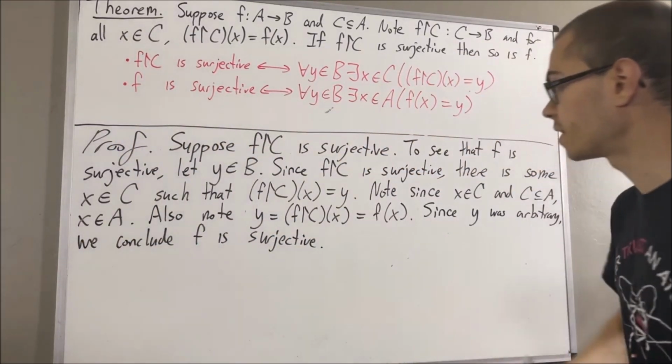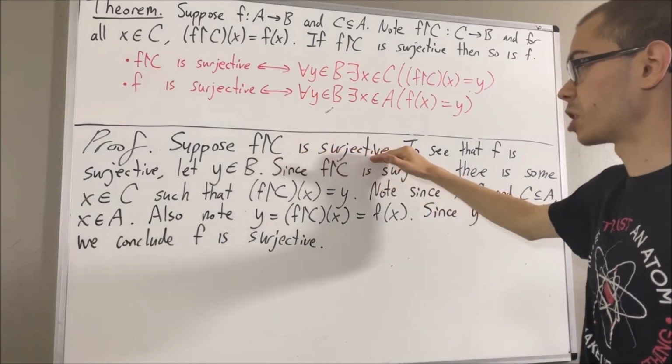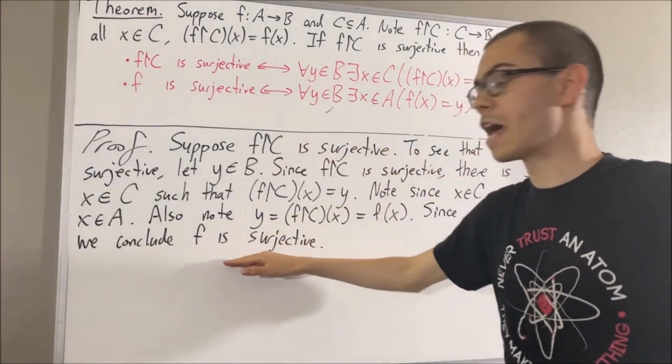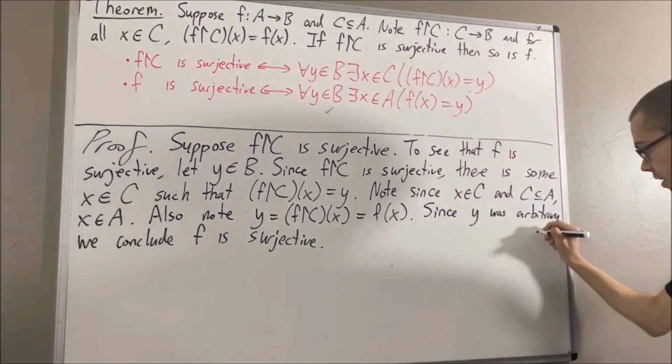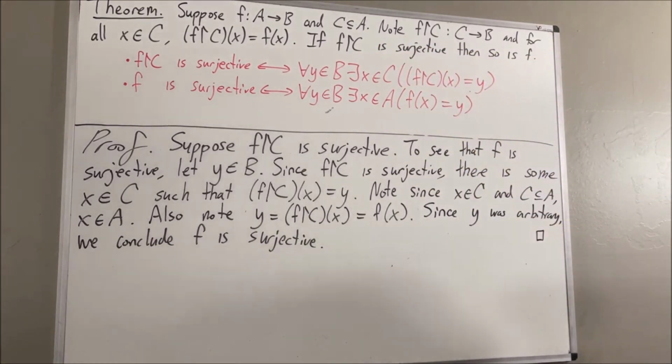So what we see here is, if the restriction of f to C is surjective, then f is also surjective. And that's exactly what we wanted to prove. So this completes the proof. And so, yeah, that's pretty much it for this video.